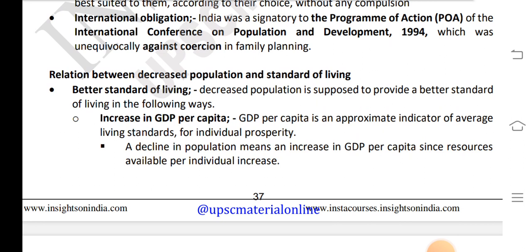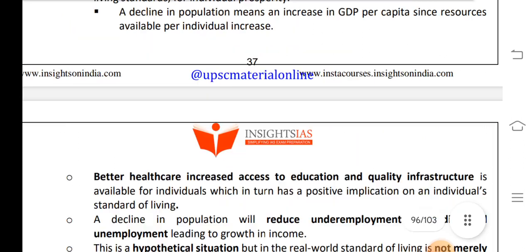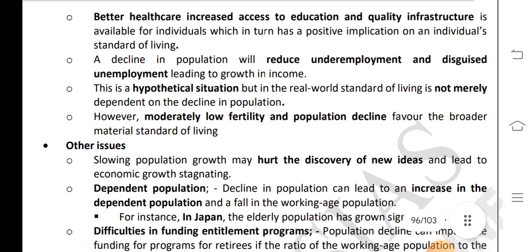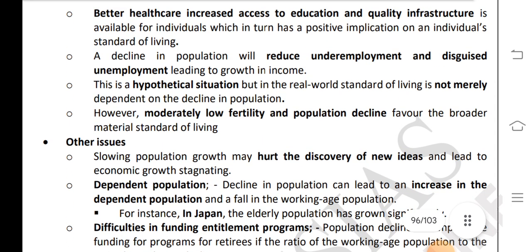and without any compensation. International obligations: India was a signatory to the Programme of Action, POA, of the International Conference on Population and Development, 1994, which was uniquely against the coercion in family planning, relating the decreasing population and the standard of living. Better standard of living: a decrease in population is supposed to provide a better standard of living in the following ways: an increase in the GDP per capita.